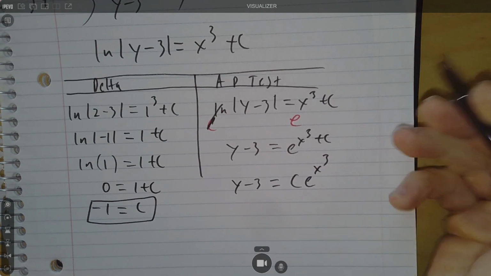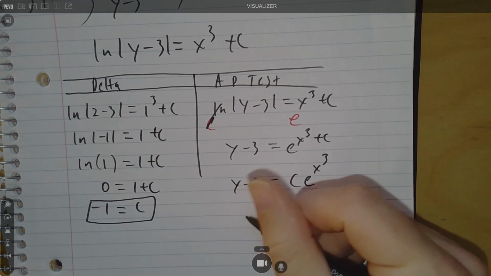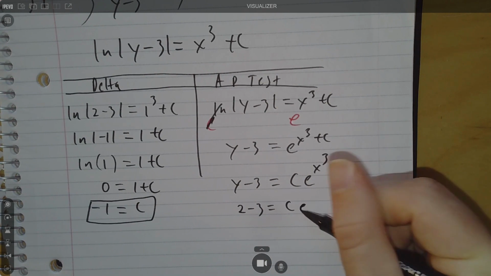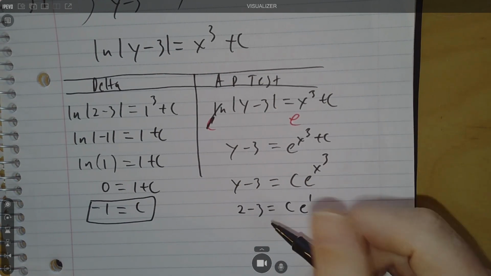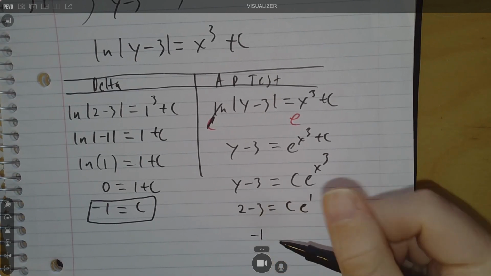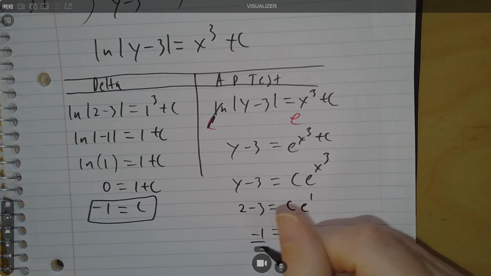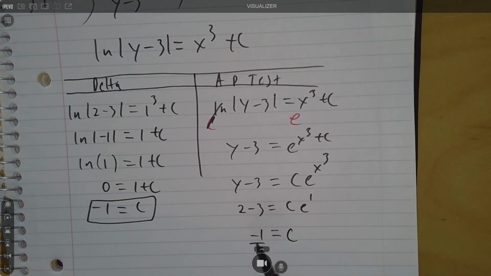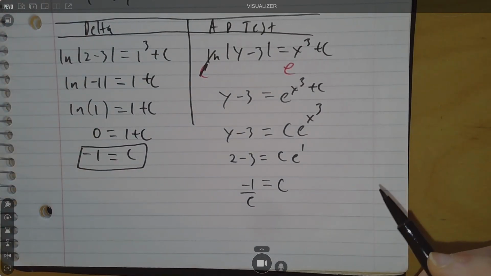Okay. Then they'll solve for c by plugging it in. So they'll plug in the 2 and the 1, so they'll get 2 minus 3 equals c e to the 1. So that's negative 1 equals c e, so negative 1 over e equals c. I just did 2 minus 3 is negative 1, and I divided both sides by e. So negative 1 over e equals c.